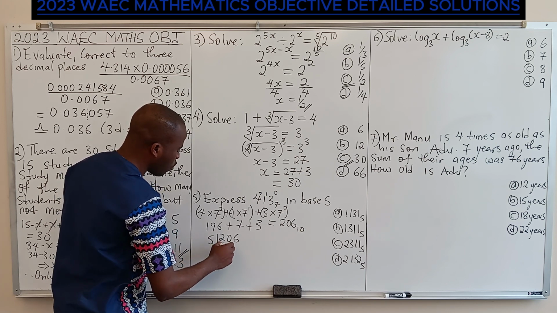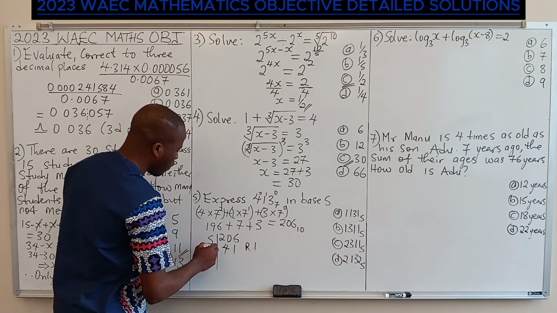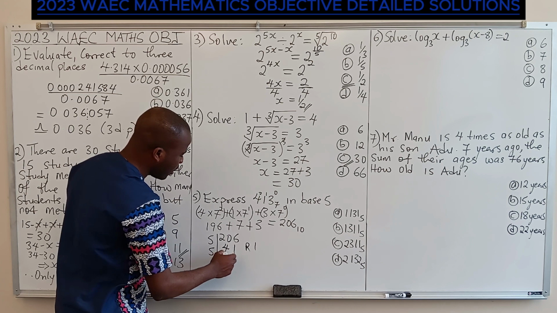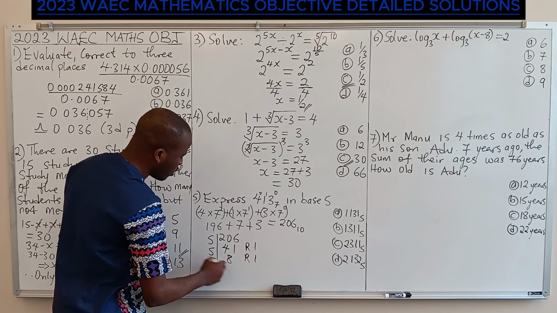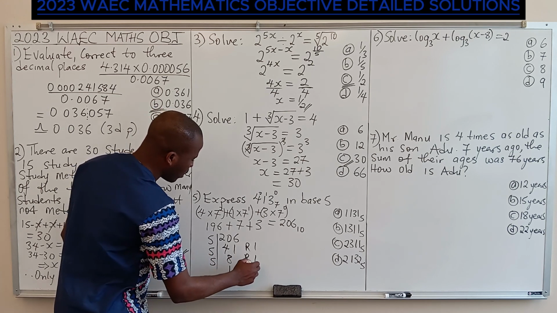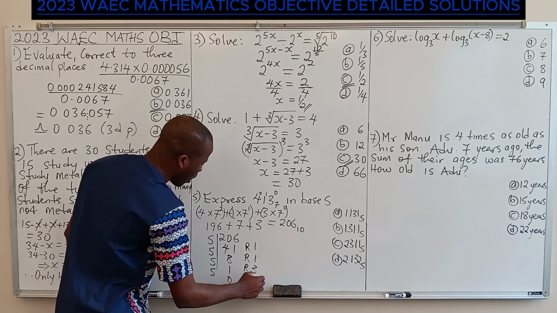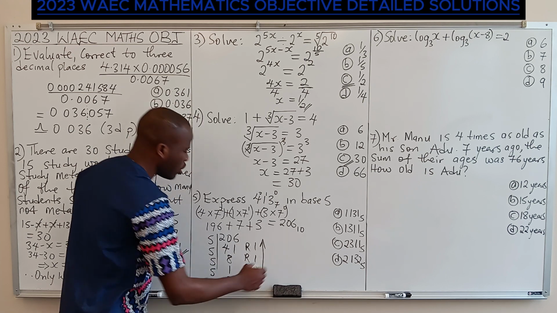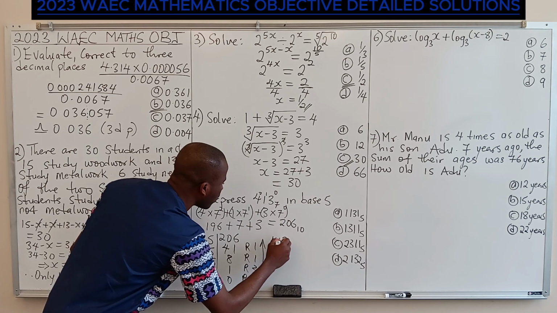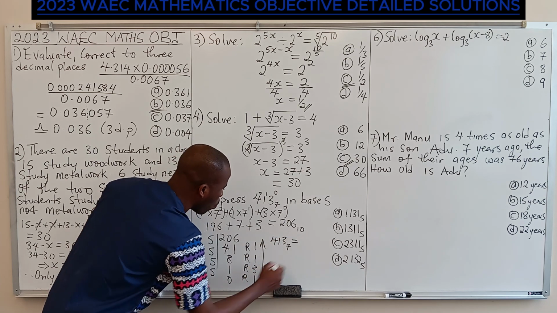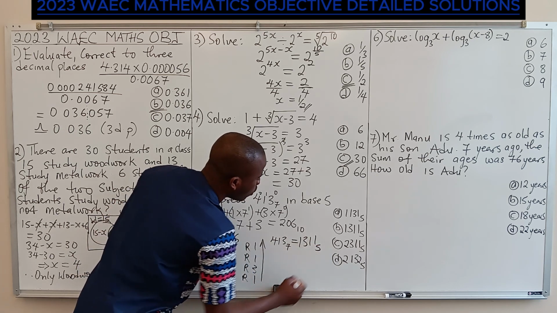5 into 20 is 4. Into 6 is 1. Remainder 1. 5 into 40 is 8. Remainder 1. 5 into 8 is 1. Remainder 3. And 5 into 1 is 0. Remainder 1. So we take this in ascending order so that we have 413 base 7 would be 1311 base 5. And the correct option is B.